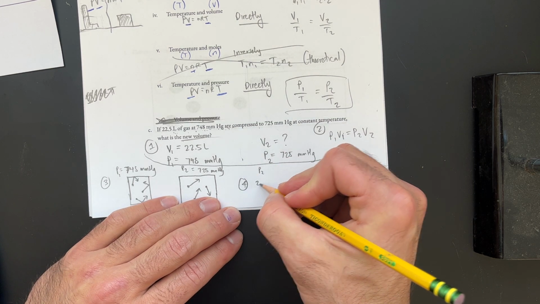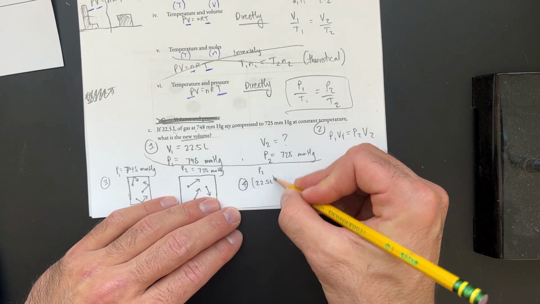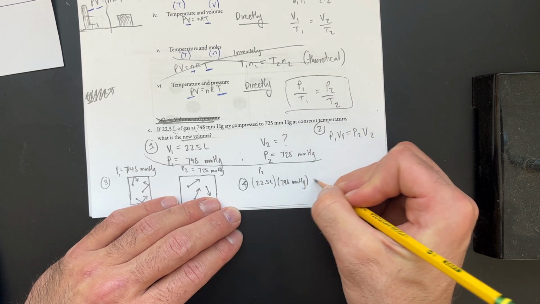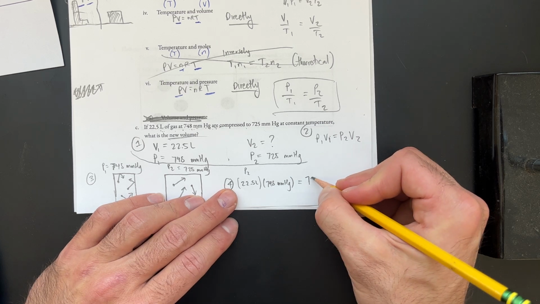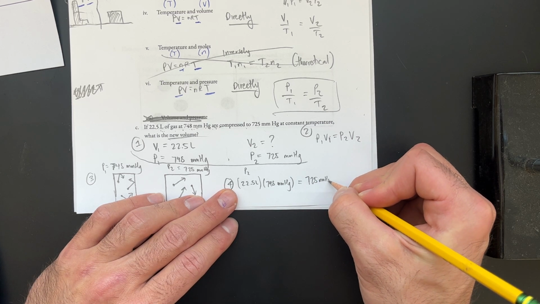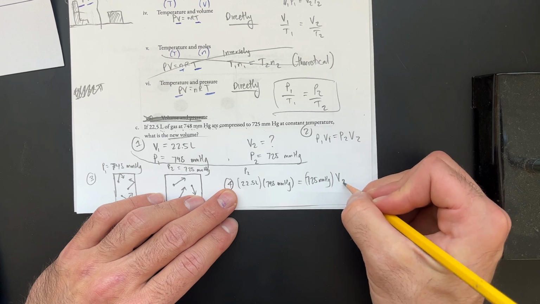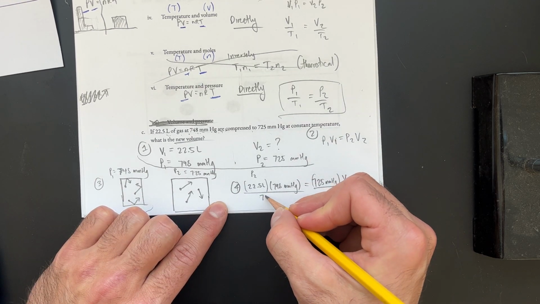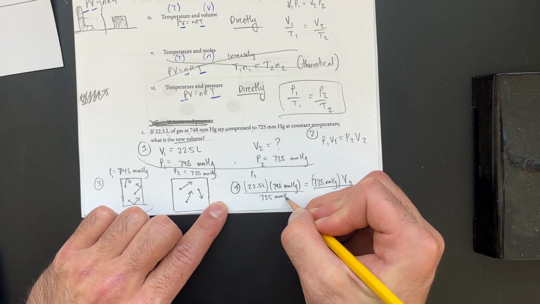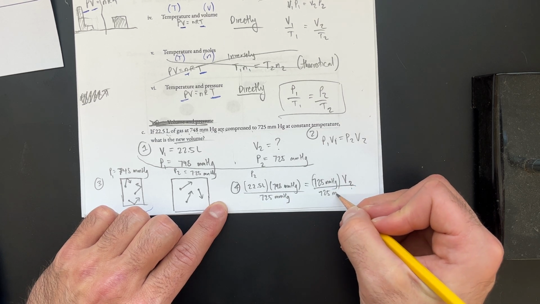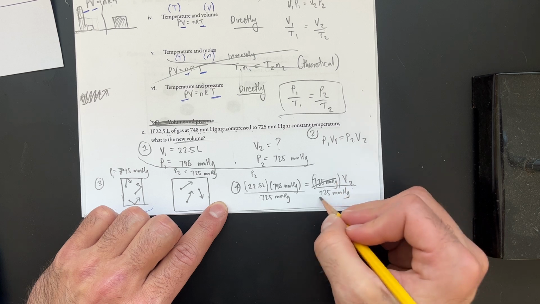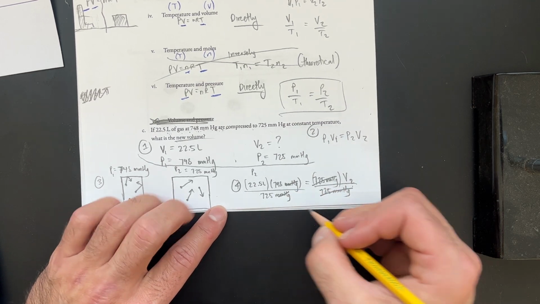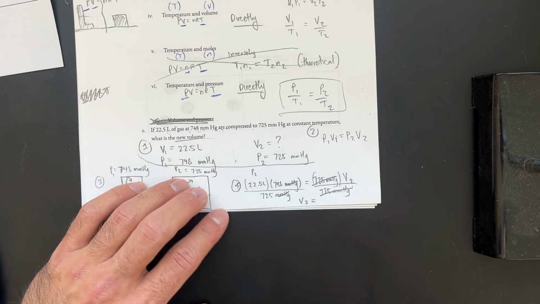And so now plugging it in. 22.5 liters. Please do include your units, otherwise you will be quite sad. 725 mmHg and V2. Cool. Okay, so I want to get V2, so I'm going to divide by 725 mmHg on both sides. And now I can get rid of these two guys. mmHg will cancel, and what I'm going to get is V2 is equal to, let me grab my calculator real quick.